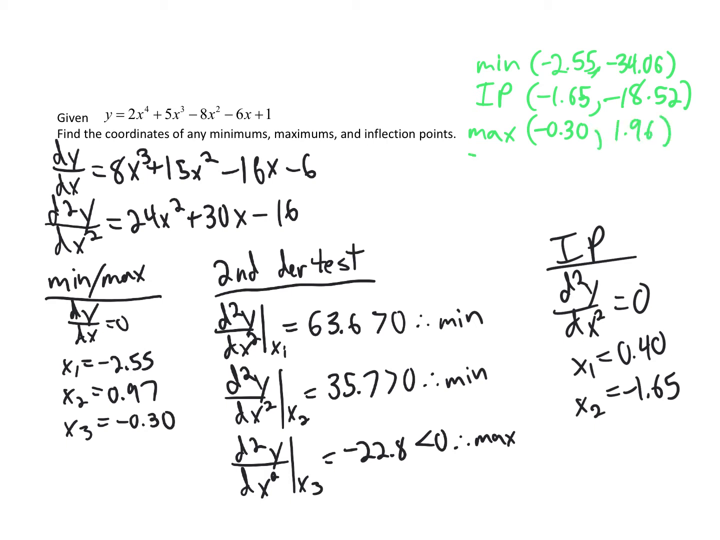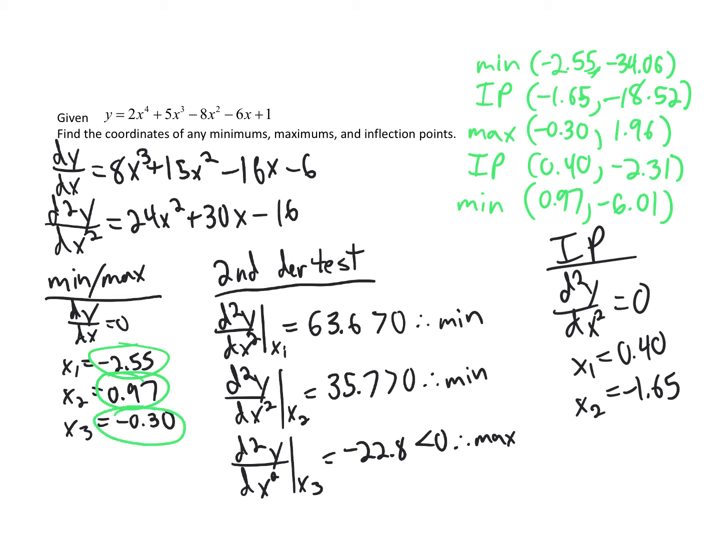We have an IP at 0.40, negative 2.31, and then we have a min at 0.97, negative 6.01. Now all I did was I took each x value and plugged it into the original function to get the y values. And the order, you'll notice I listed them in, I started from the leftmost to the rightmost. It's just nicer to read that way, but you don't have to.